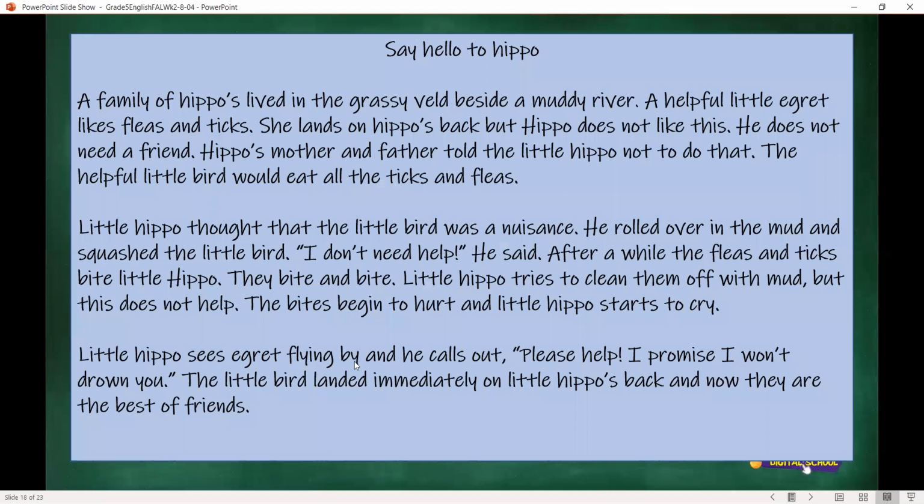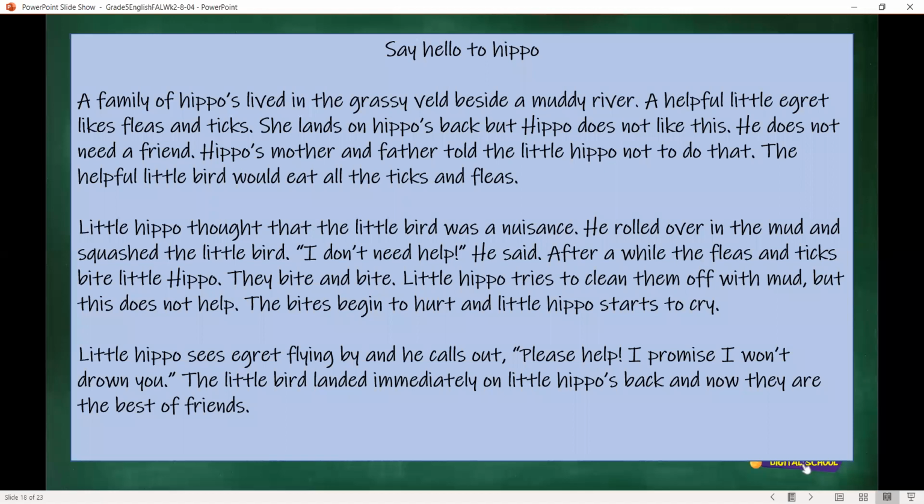Little Hippo sees Egret flying by and he calls out, "Please help. I promise I won't drown you." So there we know that earlier on, when Little Hippo was busy rolling around in the mud, that was also part of where the water and the river is, and he could have drowned the little egret. So this part of the story is expressing that he makes a promise. He says, "I promise I won't do that." So it's expressing his feeling, how his feelings are also changing.